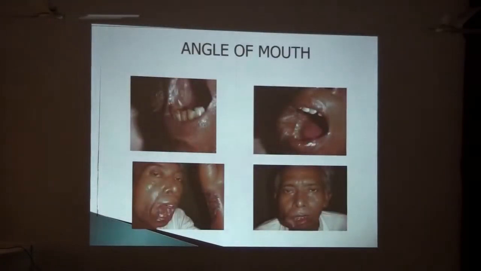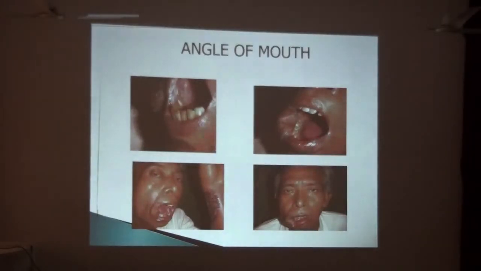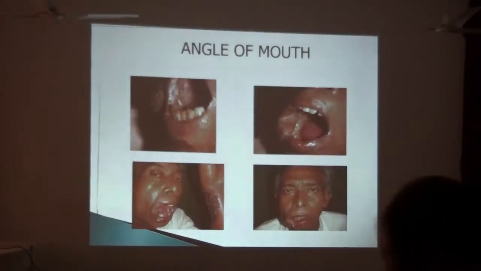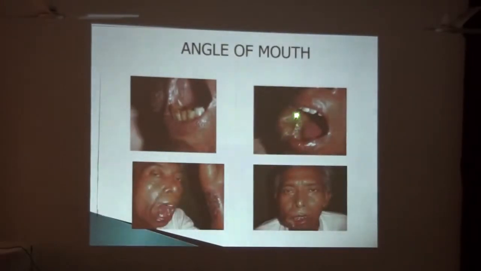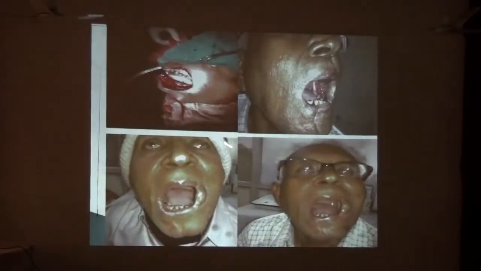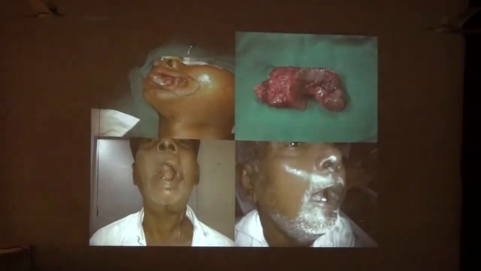Now let me show you some of our clinical photographs. It's a case of carcinoma angle of the mouth where we reconstructed using a radial forearm free flap. You can see the immediate post-op and a delayed post-op with the donor site. Another picture of the carcinoma angle of the mouth. You can see the good oral competence with open mouth. Another picture of the carcinoma angle of the mouth.